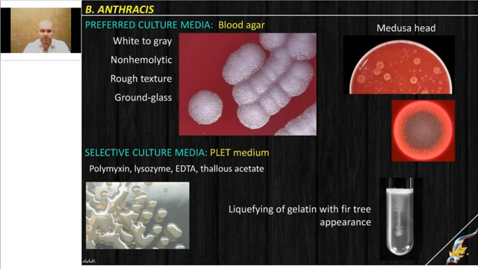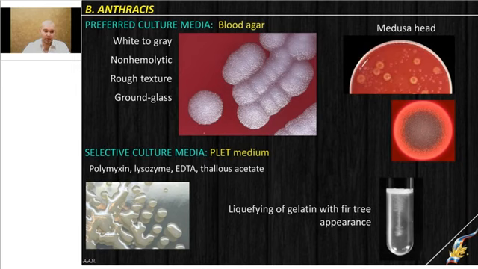First of all, cultural properties of the bacteria. For cultivation of Bacillus anthracis, you can use simple blood agar. In that case, you will have a very unique appearance of the colonies. They are white in color, non-hemolytic, but have a rough texture, which is described as ground glass or matte glass. If you look through the agar at a source of light, colonies appear as a medusa head. Not a transparent center, a very dense center with bright peripheries, looking like you took a medusa and looked at its head through a source of light.